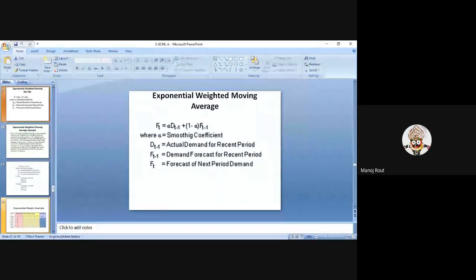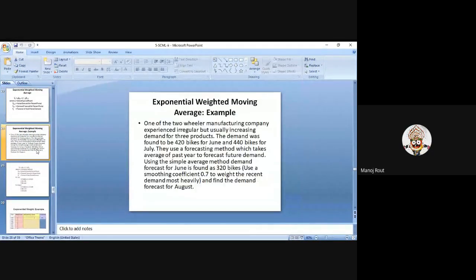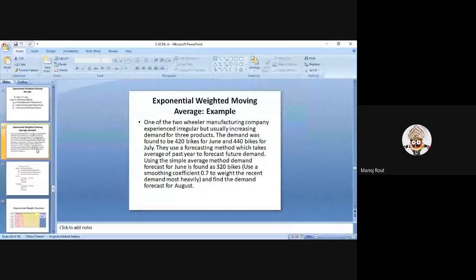Okay. So moving to the next one. In case of exponential weighted moving average, a particular example is given. One of the two-wheeler manufacturing companies experiences irregular but usually increasing demand for three products. The demand was found to be 420 bikes for the month of June, 440 bikes for the month of July. And they use a forecasting method which takes average of past years to forecast future demand.